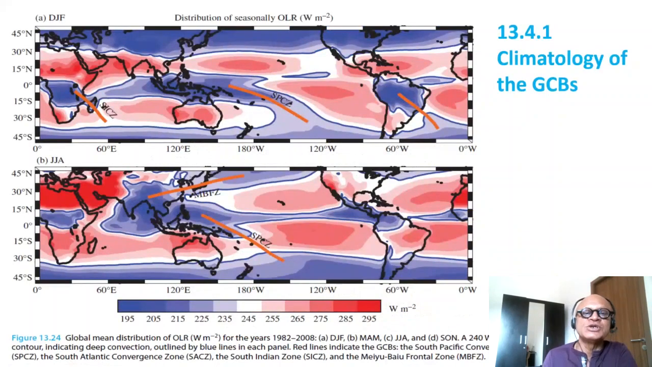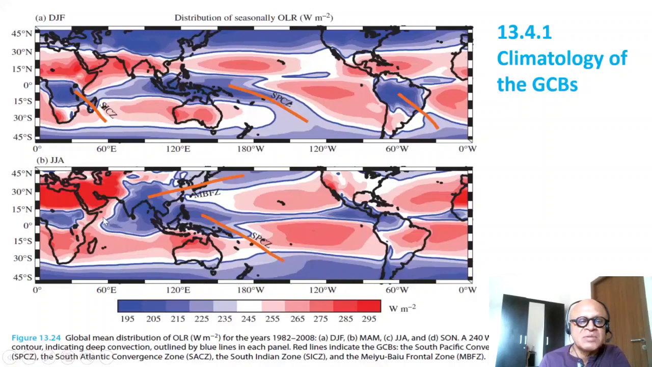Looking at the climatology of the Great Cloud Bands, here it is: the distribution of seasonal OLR for DJF and JJA. And there is the South Indian Convergence Zone, which has a clear presence in DJF. SPCZ is well known and studied a lot, the SICZ not so much. And SACZ is also talked about a lot and is very important for rainfall over parts of Brazil, Argentina, and so on here, and has been looked at a little bit.